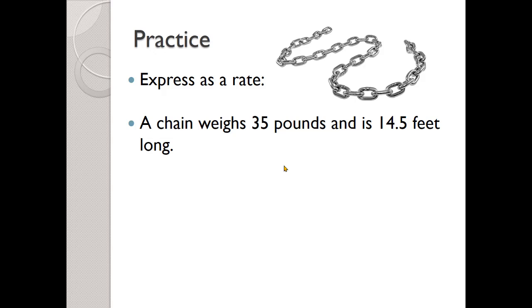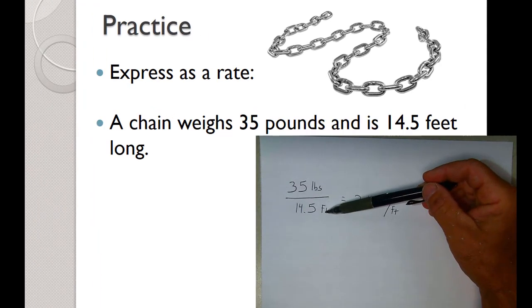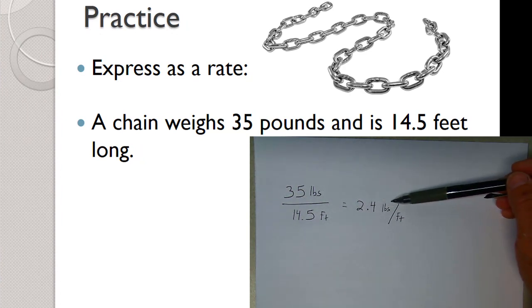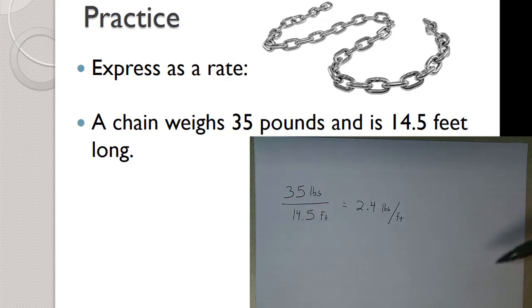All right, pretty straightforward. If you have a 35-pound chain that is 14.5 feet long, you could divide that and you get about 2.4 or 2.41. And since the units didn't cancel, that's pounds per foot. So it tells you how heavy the chain is, 2.4 pounds for each foot of chain.